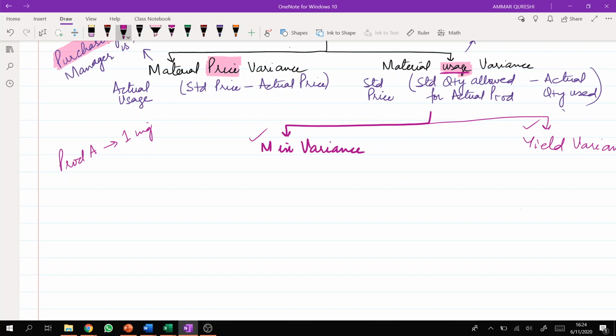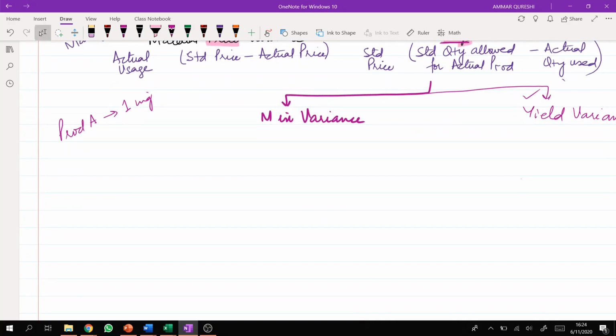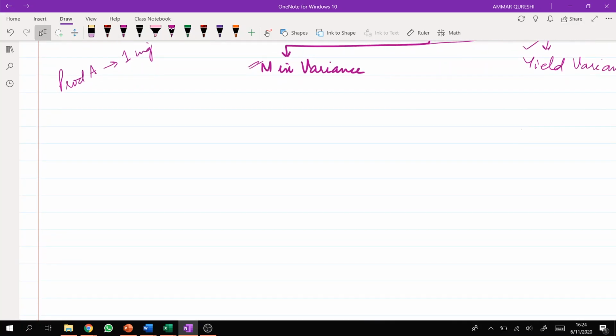Now let's start with the calculation of mix variance. Let's see what we can do. There is a very simple concept. I'm just explaining what the mix variance is. Suppose there is a product which is called product A. Product A requires two ingredients in its manufacturing: raw material X and raw material Y.